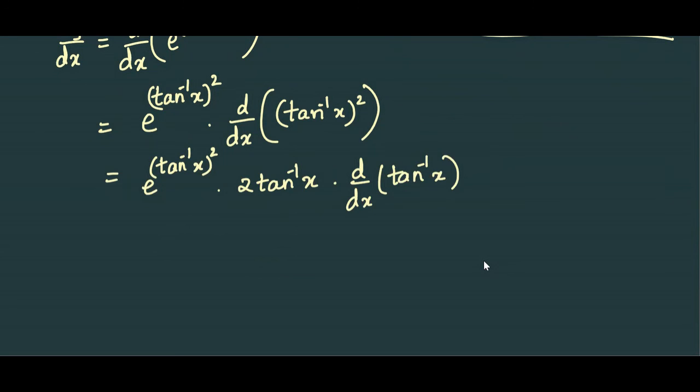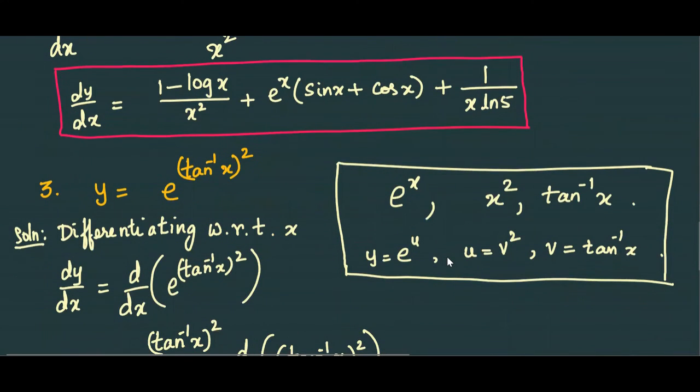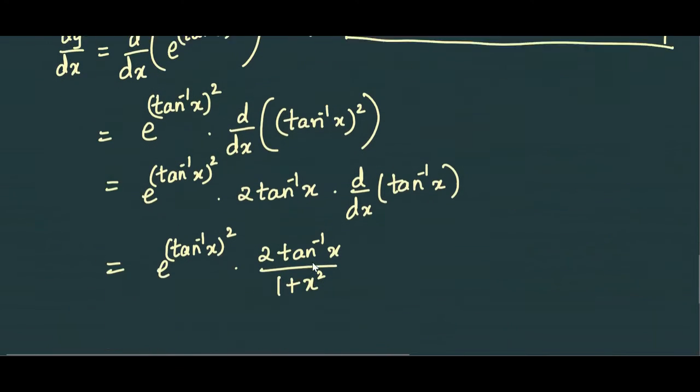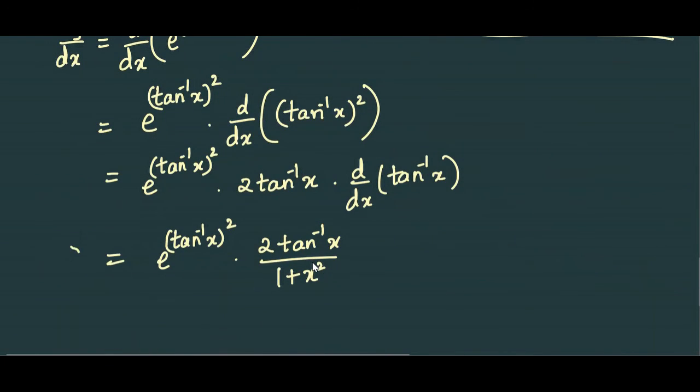So this is the chain rule, one by one. So e power (tan inverse x) the whole square into 2 tan inverse x, and the derivative of tan inverse x is 1 upon 1 plus x square. So this is the answer.